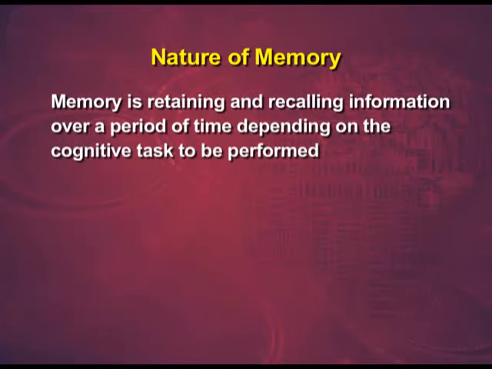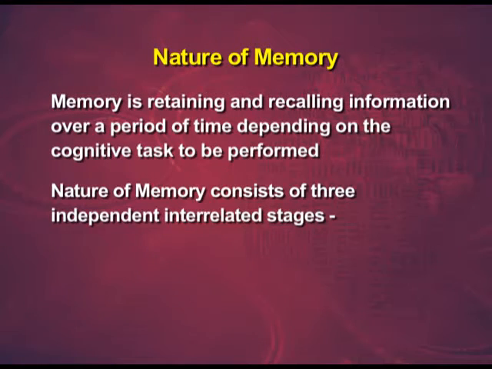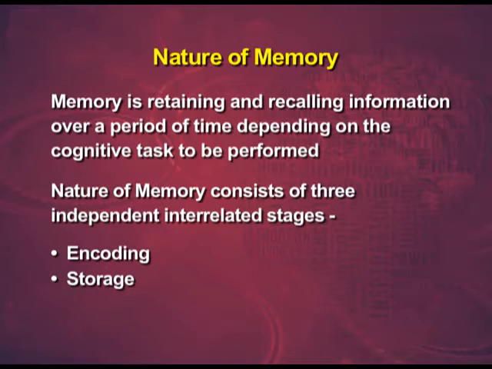Nature of memory. Let us first understand what is memory. Memory is retaining and recalling information over a period of time depending on the cognitive task to be performed. For example, retaining a telephone number till you dial it or remembering addition techniques that you learnt long back in childhood. Nature of memory consists of three independent interrelated stages, namely encoding, storage and retrieval.